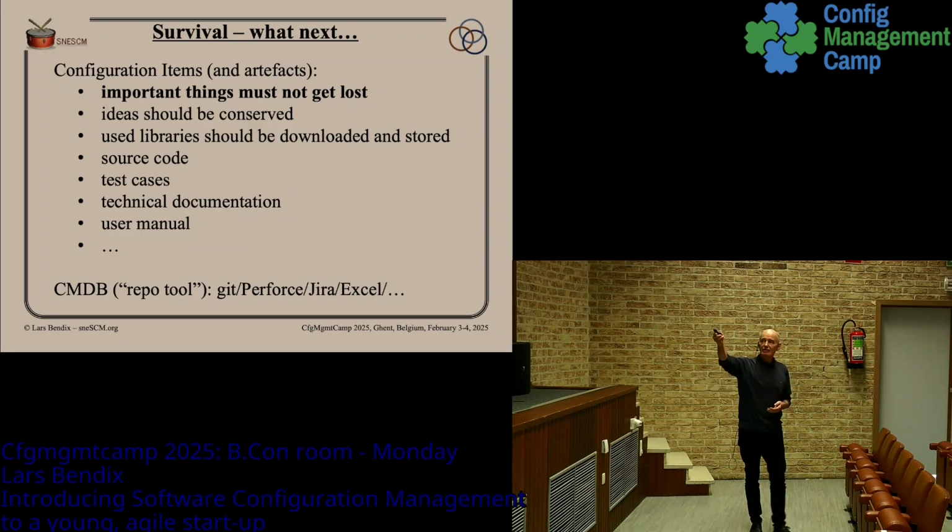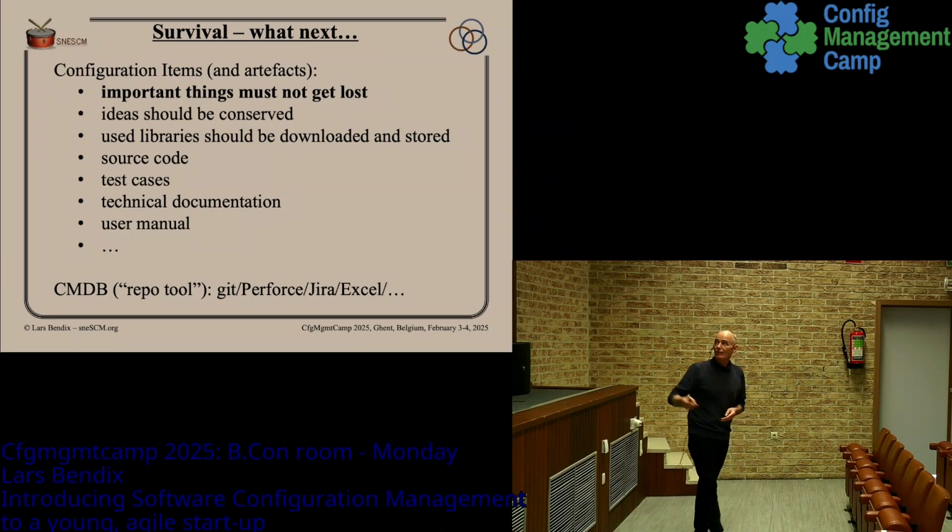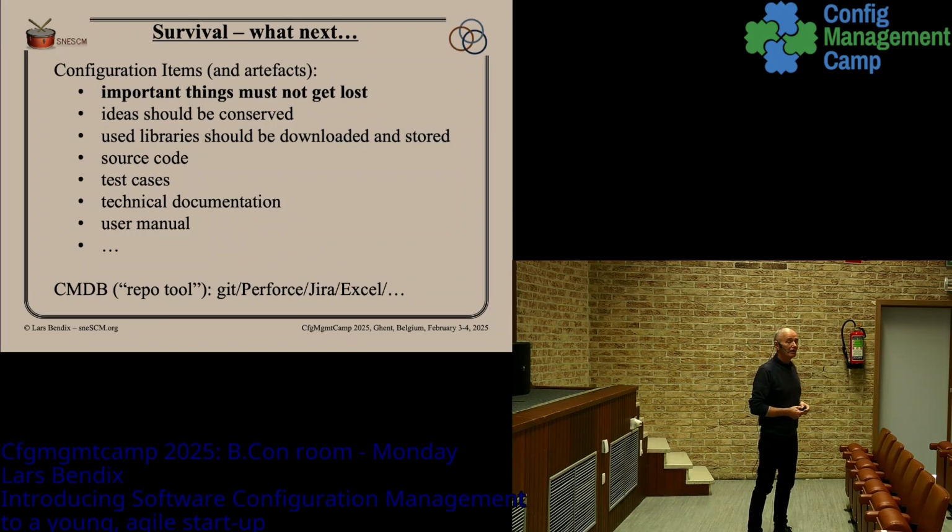So the configuration management database, or the repository tool that we have, for the simple things, it could be Git, it could be Perforce. The issues, the tasks, the stories that we have to work on, probably we want to put them into Jira or keep track of them in Excel. So this configuration management database is sort of an ecosystem of different tools that we will have to try to integrate.